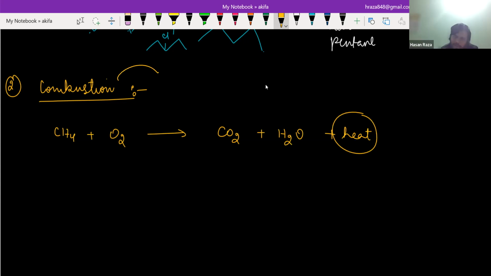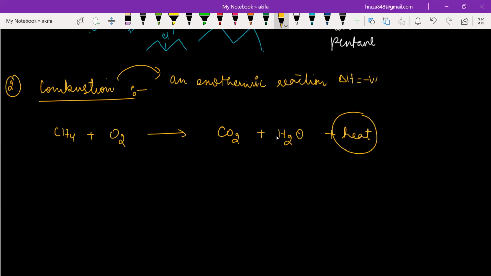That means delta H, the change in enthalpy, is negative. So you can easily balance it. Can you balance it? Now it is balanced.